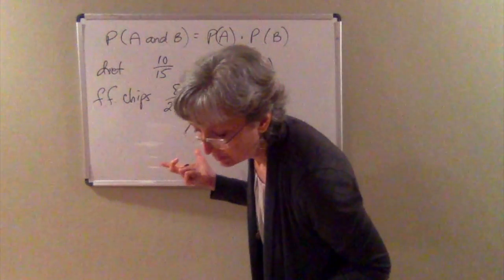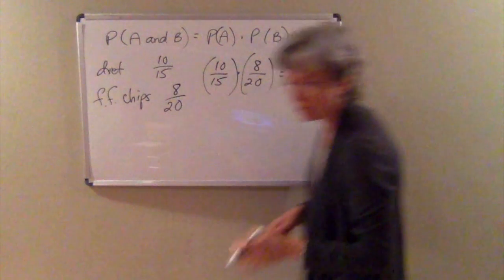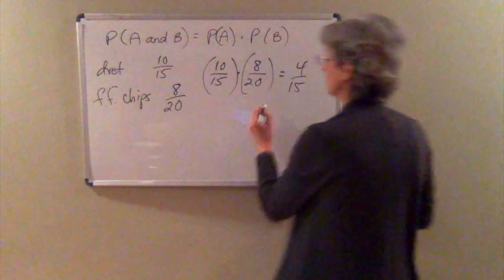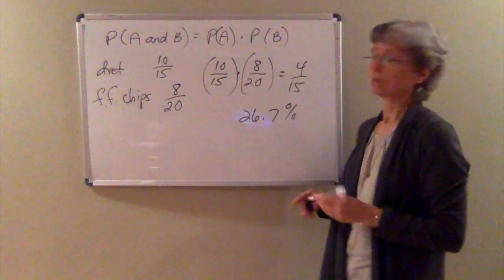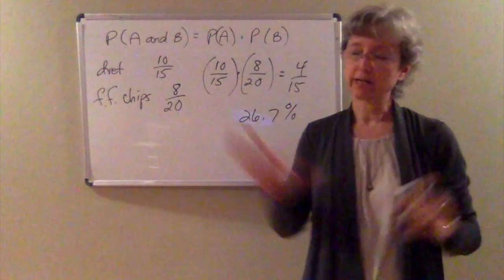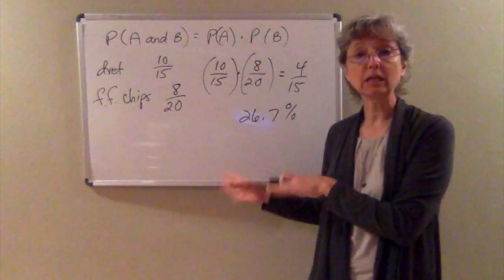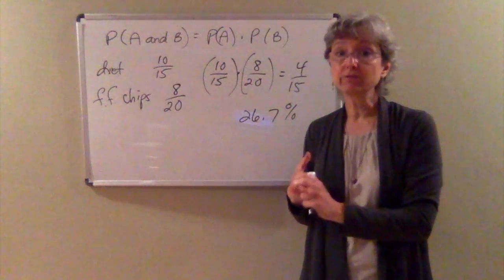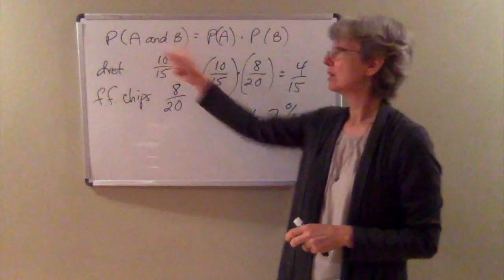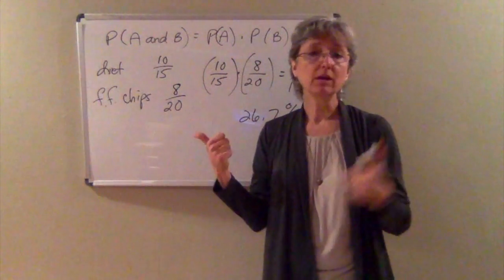What you end up with is 4 out of 15, or about 26.7%, picking them up blindly. Those were completely independent events. We wanted to find the probability of both of them occurring, so this was the and, so we just multiply the probability of one times the probability of another, and we've got it.